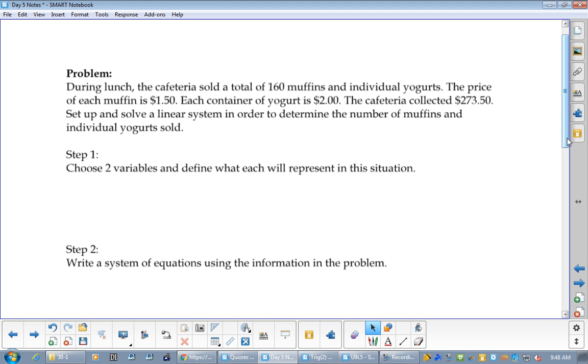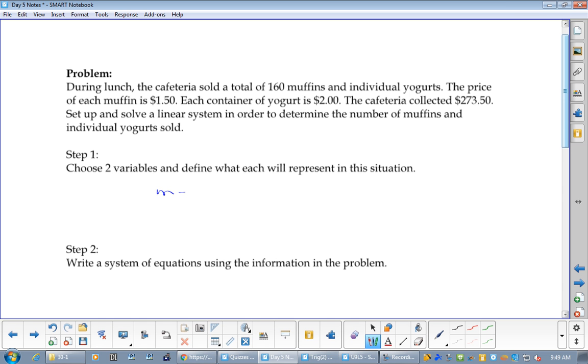So we've got during lunch, the cafeteria sold 160 muffins and yogurts. The price of each muffin was $1.50. Each container of yogurt is $2. The cafeteria collected $273.50. Set up a linear system in order to determine the number of muffins. Now you can just imagine how easy this is to mark as a written response question on an exam. Number 1, list your variables. Number 2, write a system to start.